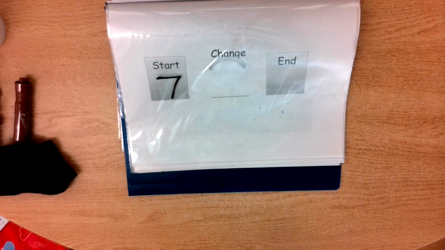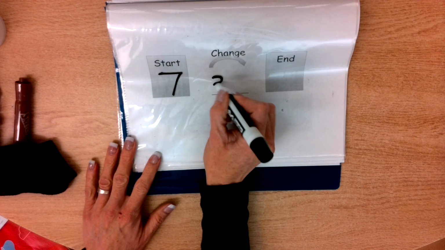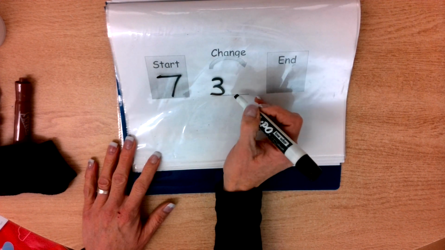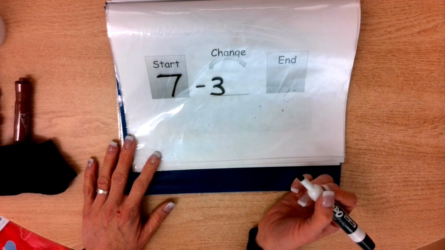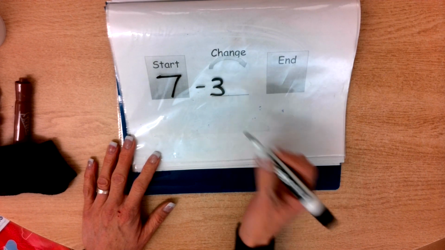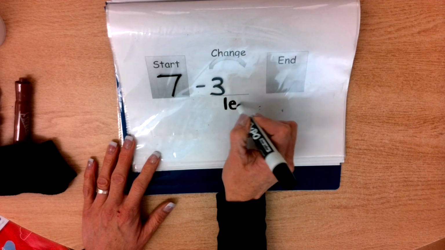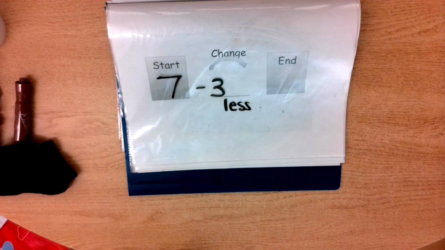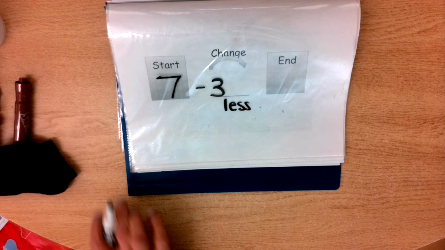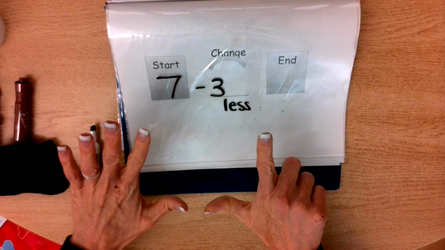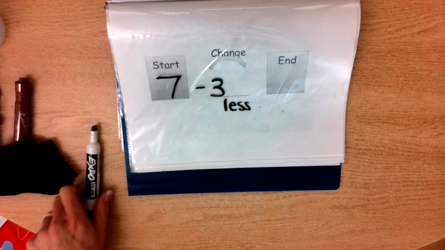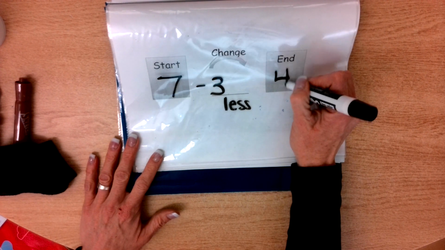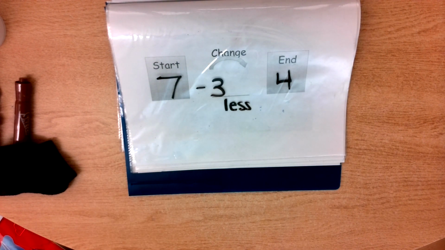So what am I changing? I'm taking away 3, but now we have to do less, remember? Or the subtraction sign. So 3 less or the subtraction sign. So if you have 7 and you take 3 away, 1, 2, 3, how many do you have left over? You got it, 4. 4 cups left over.